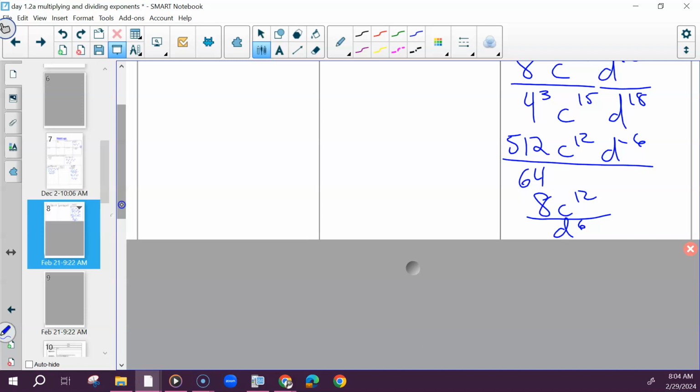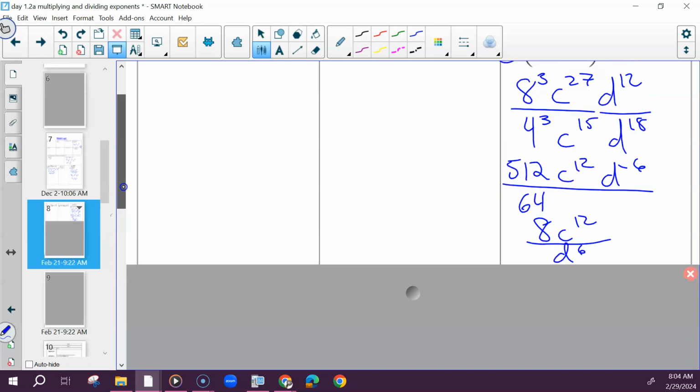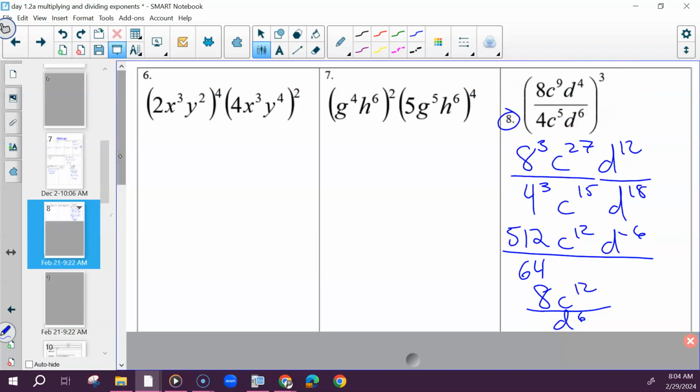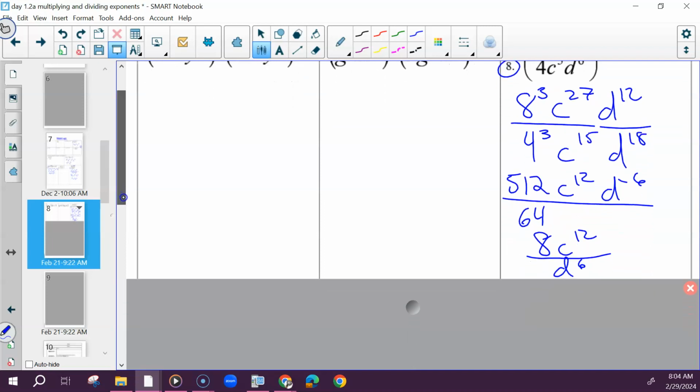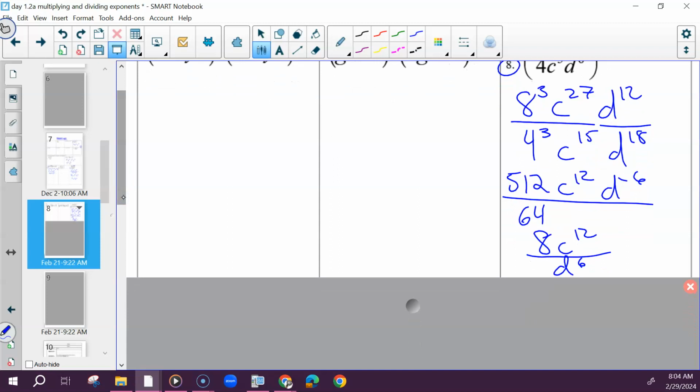If we had done what's inside first, we would have got a -2 and multiplied it by 3 to get the -6, and then still would have had to move it down. So either way, you would have got the same thing. This one. Because we changed it, we used our negative exponent rule. So anytime you flip it, it becomes positive.